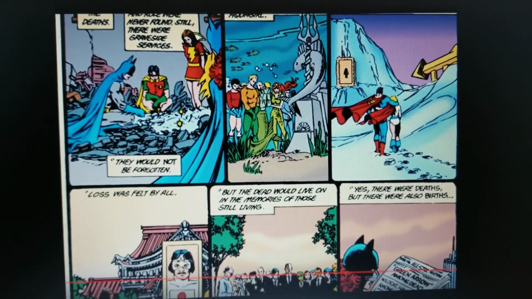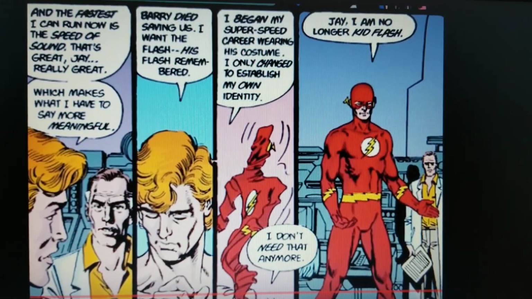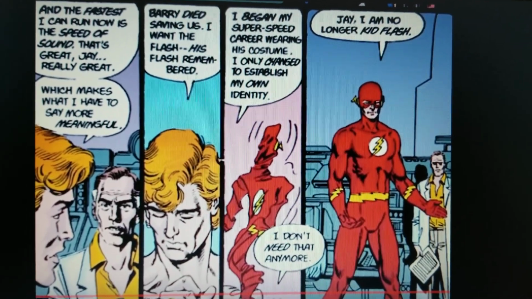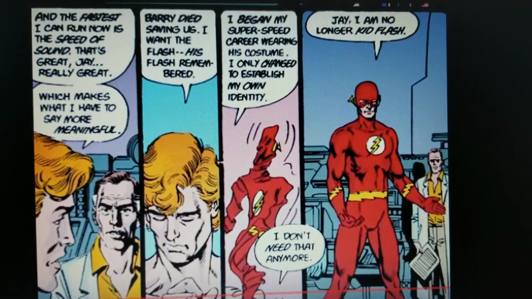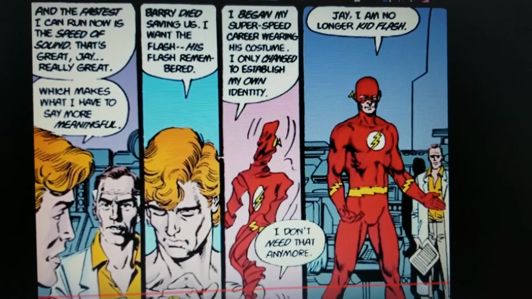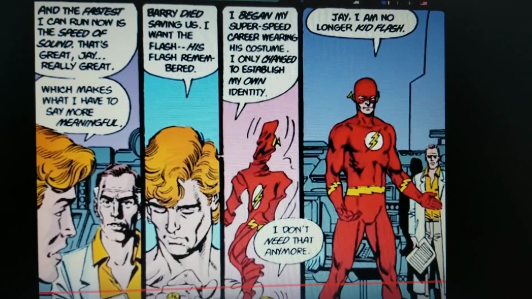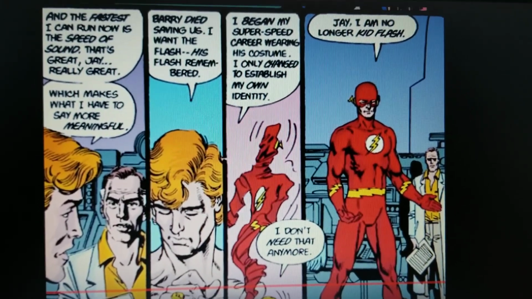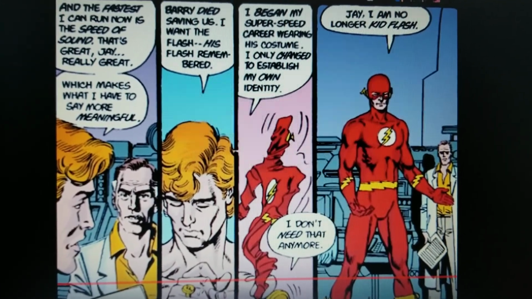One of the other interesting things about the Crisis was that the Flash died, and because the Flash died, Wally West, who was Kid Flash in Teen Titans, took over as the new Flash, right? So yeah, that's in summary what actually happened in Crisis on Infinite Earths.